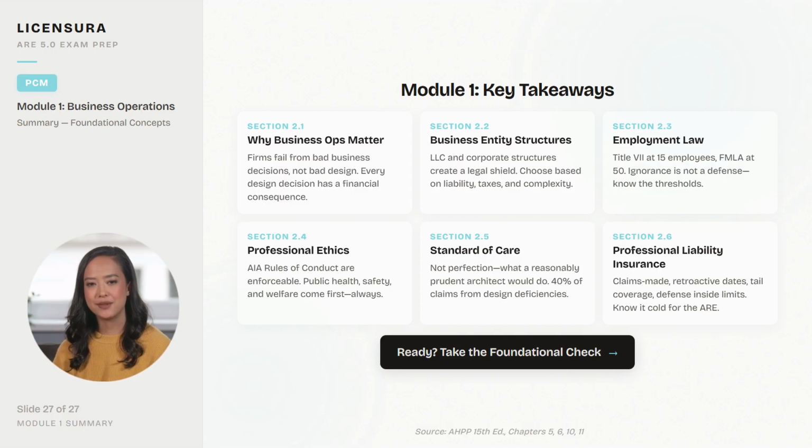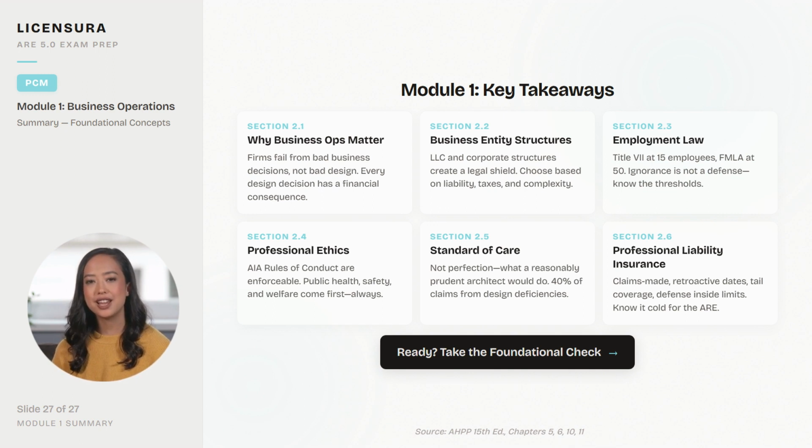The key concept is liability protection. Sole proprietors and general partners put their personal assets on the line. LLCs and corporations create a legal shield between the business and your personal wealth. The entity you choose determines who's at risk when something goes wrong.